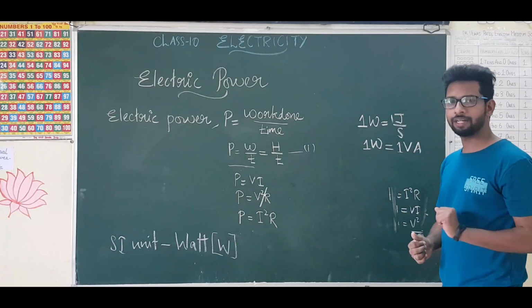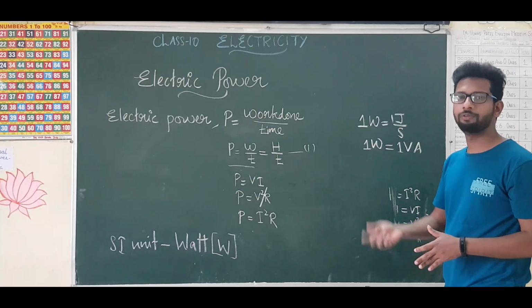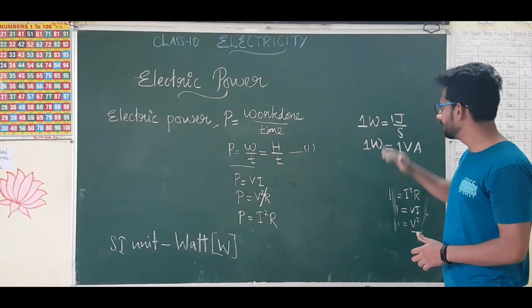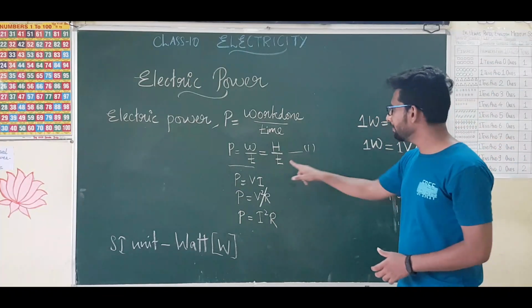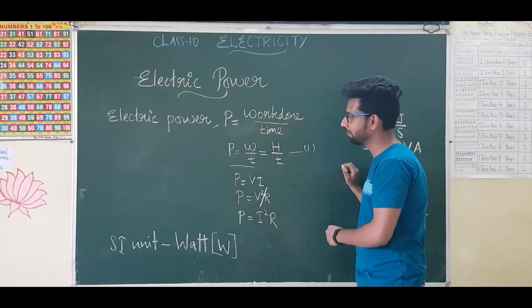Once we define the quantity, then we write the equation. Then we write the SI unit. Now we have to define the SI unit, that means define 1 watt. Before going to that, I will simply say 1 watt. From these two equations, what can we write? From these two equations, we can mention 1 watt.